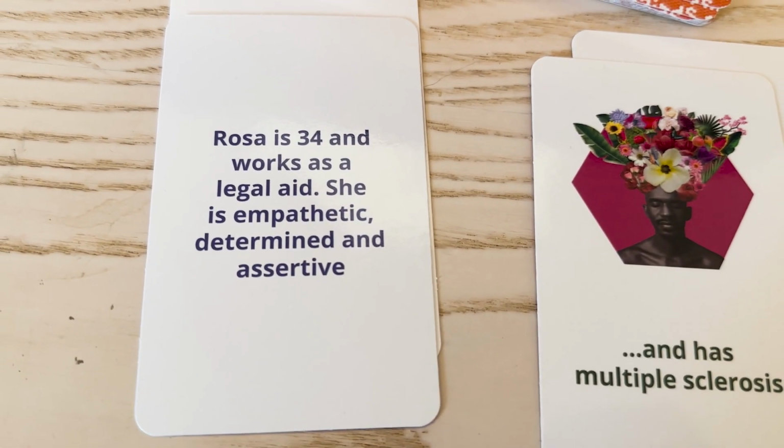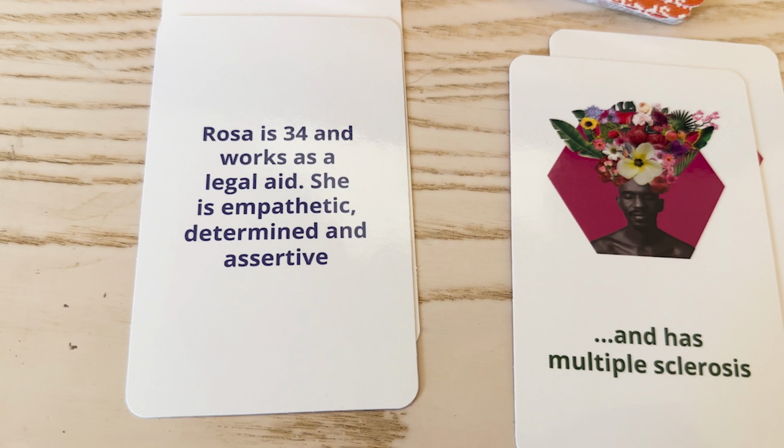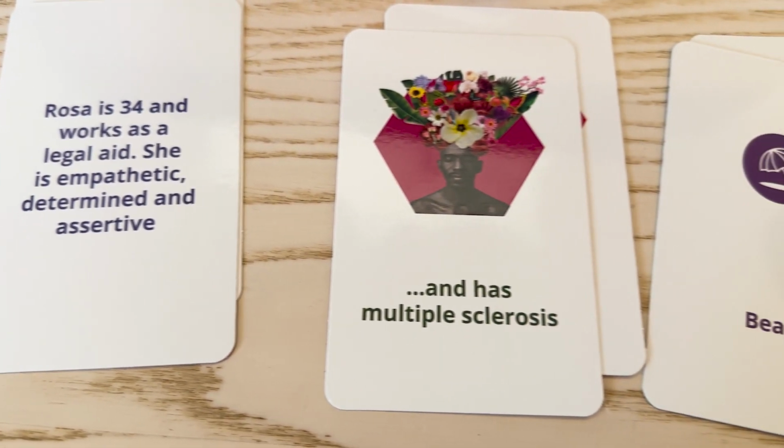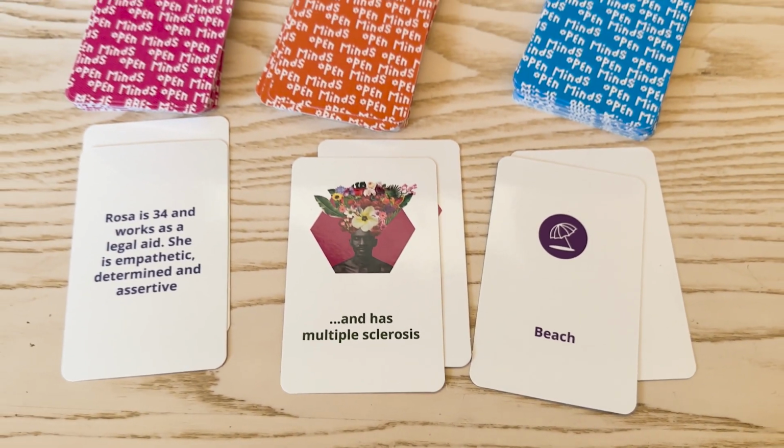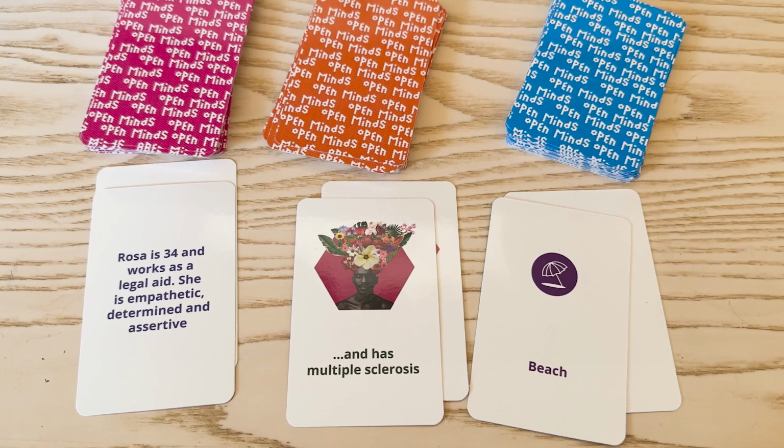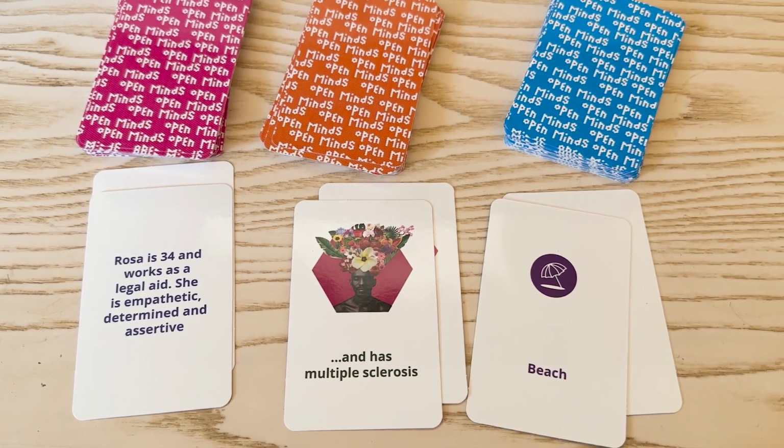Rosa is 34 and works as a legal aid. She is empathetic, determined and assertive and has multiple sclerosis. And the environment is the beach. Okay, so my first problem is that I don't really know much about multiple sclerosis. I've heard of it, but I'm not very familiar with what it entails. And so the first thing I need to do is look it up on the internet.